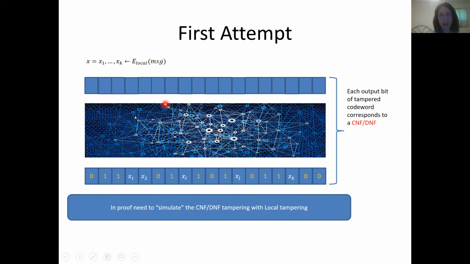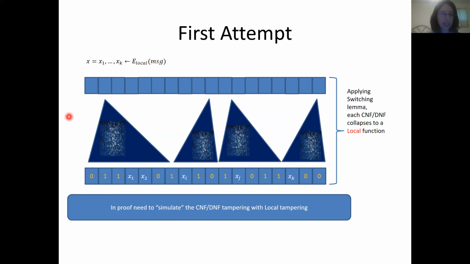Okay, and now this is a picture of the tampering experiment. So this box here is a very complicated CNF or DNF, where all the output positions depend on all the input positions. But because of the switching lemma, we know that when we apply this random restriction during encode, what's going to happen is that this complicated CNF or DNF is going to collapse into these local functions. Okay, and this seems very useful because now we have a non-malleable code for local functions. So it seems like we have a non-malleable reduction.